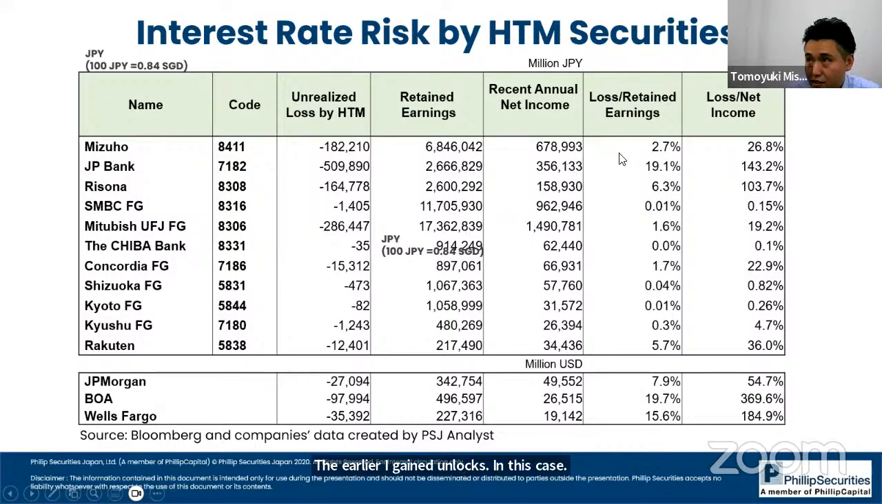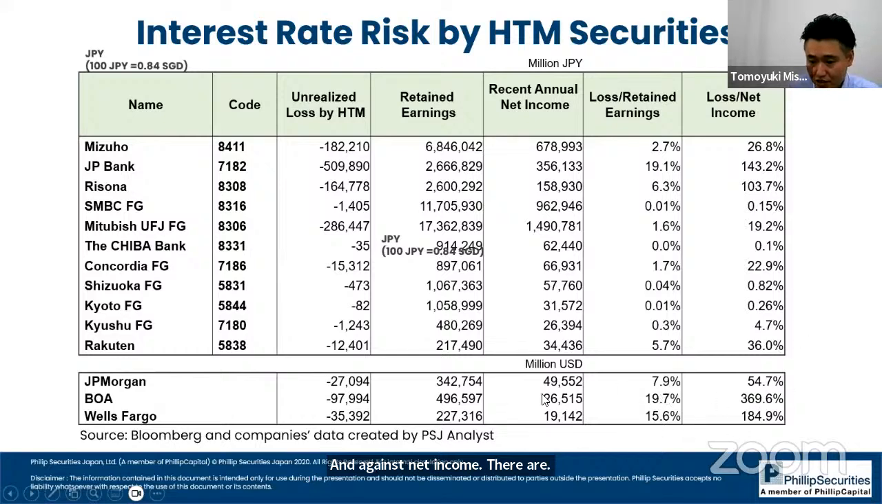So I want to compare these unrealized gains and losses against retained earnings, accumulated net incomes, and recent annual net incomes. Comparing this, Japanese banks, with some exceptions, have a 19.1% loss against retained earnings. There's a smaller interest rate risk from the HTM securities, and against net income, they are relatively smaller than the US comparables.